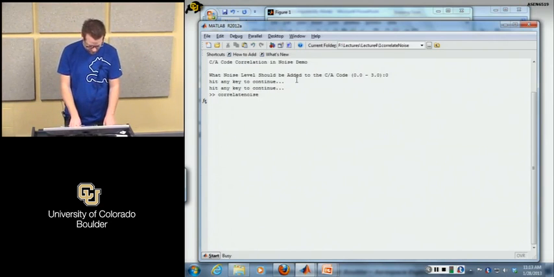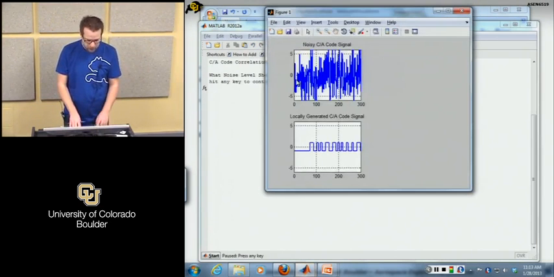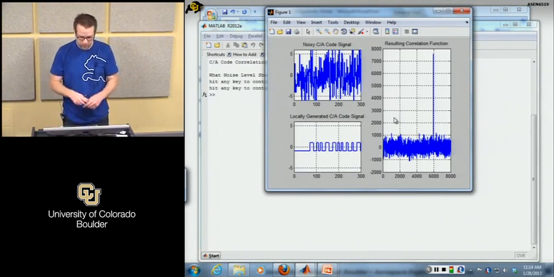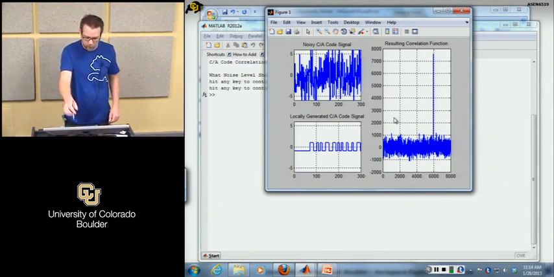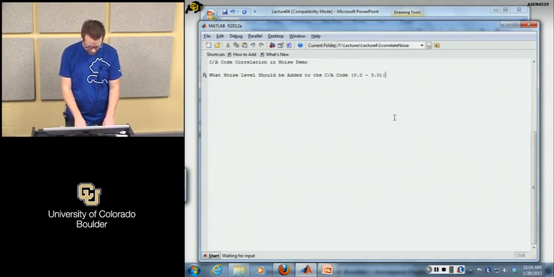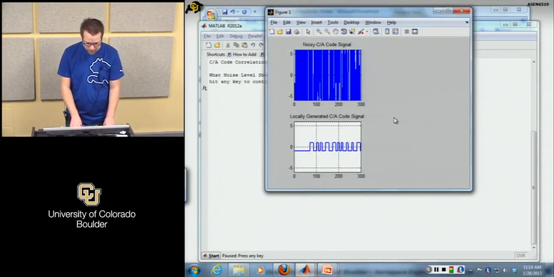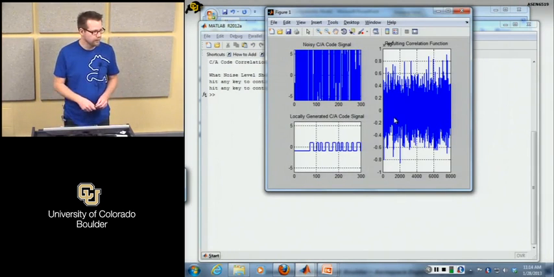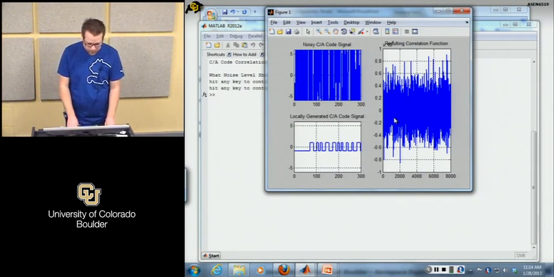Go back. We had a lot of noise. It just looks like noise. We correlate. We still find it, just more noisy. But eventually, if we keep on going, it's just too much noise and we can't find the signal. All right?